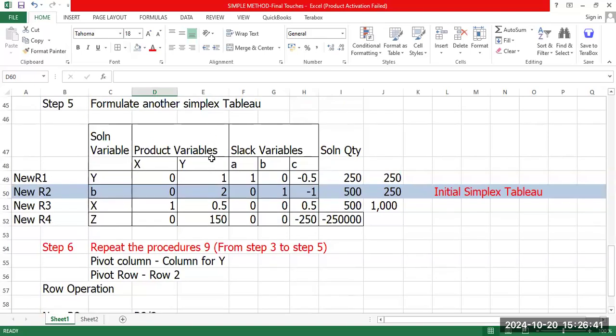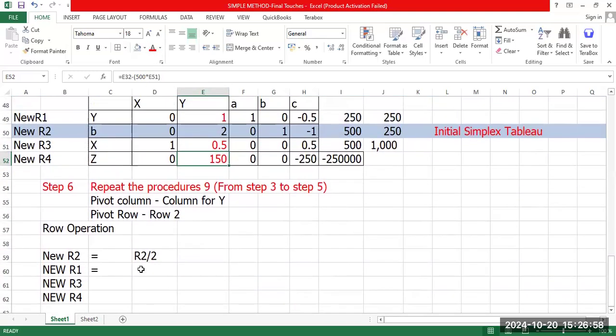Remember, this is your pivot column. You want to make sure that other values appear as 0. You want to make sure that this value appears as 0. You want to make sure that this value appears as 0. Which formula should we put here?